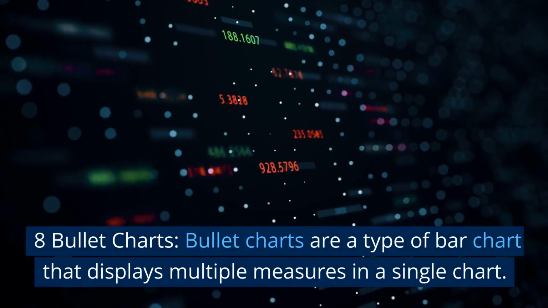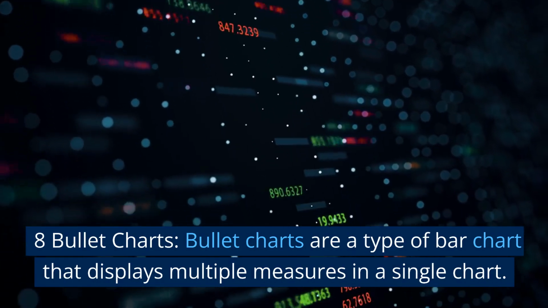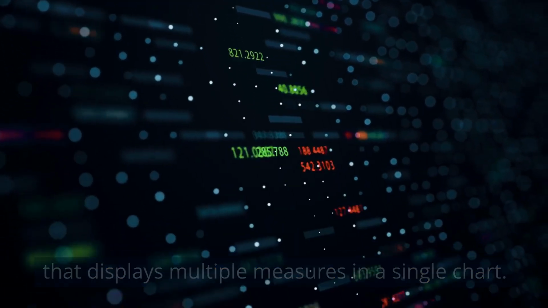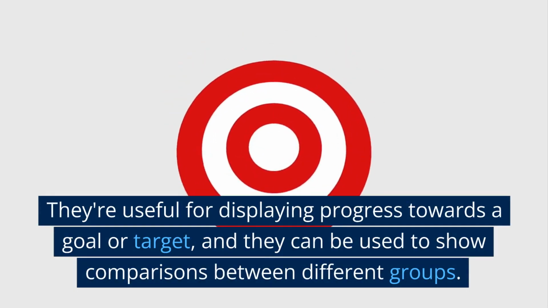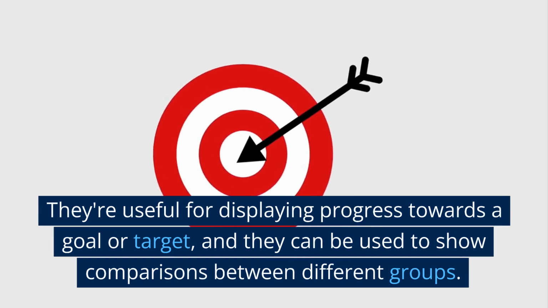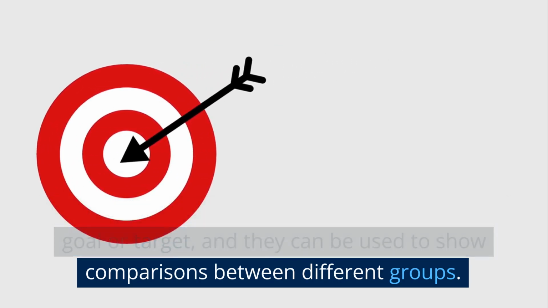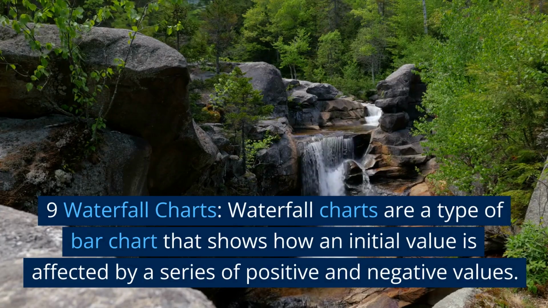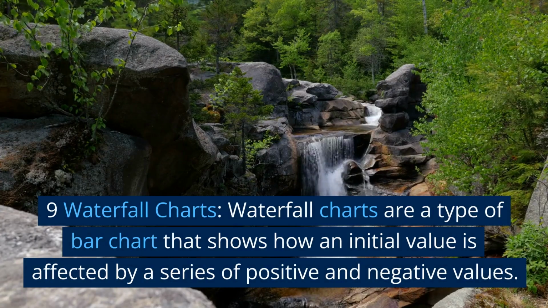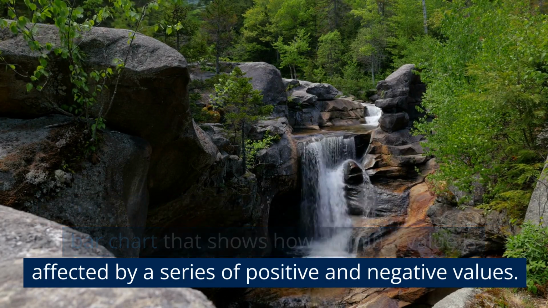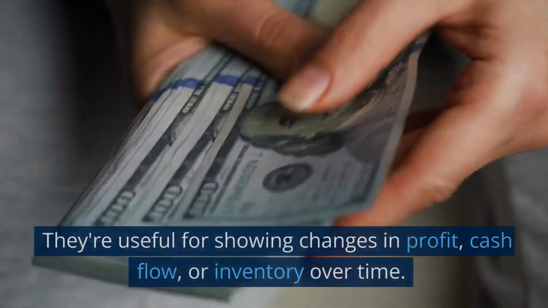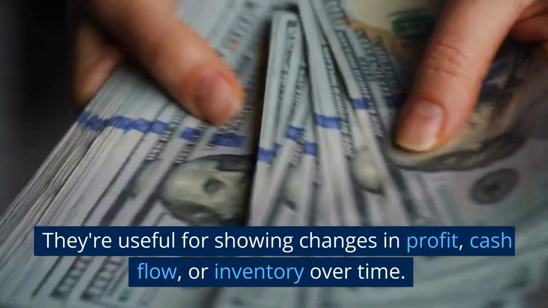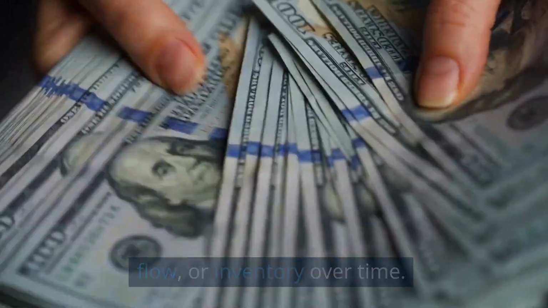8. Bullet charts. Bullet charts are a type of bar chart that displays multiple measures in a single chart. They're useful for displaying progress towards a goal or target, and they can be used to show comparisons between different groups. 9. Waterfall charts. Waterfall charts are a type of bar chart that shows how an initial value is affected by a series of positive and negative values. They're useful for showing changes in profit, cash flow, or inventory over time.